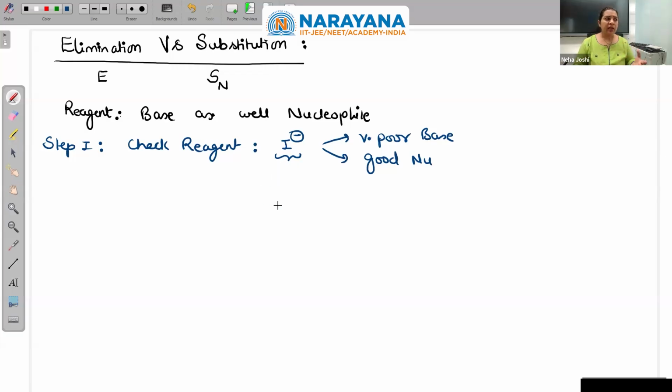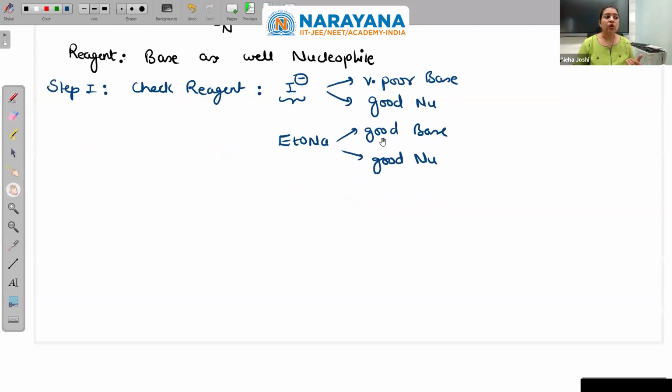Okay. Similarly, if something is a good base and a good nucleophile, then yes, we have ethoxide. Now, ethoxide can act as a good base? Yes. Can act as a good nucleophile? Yes. Both things this can exhibit. Now, how to decide? And is there usually a possibility that something is a good base but a bad nucleophile? Now, that usually is not possible. But yes, if something becomes extremely good as a base, then elimination will start dominating. Okay, so the first step is the reagent that you will check.